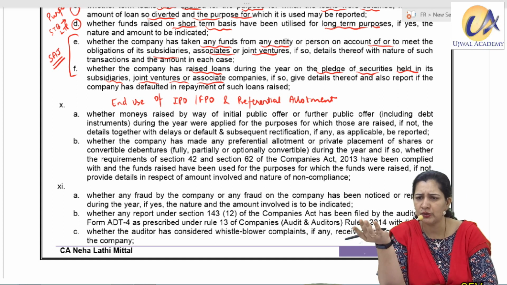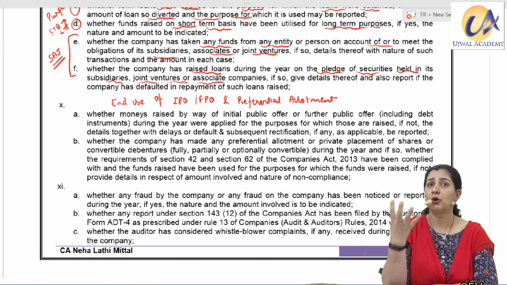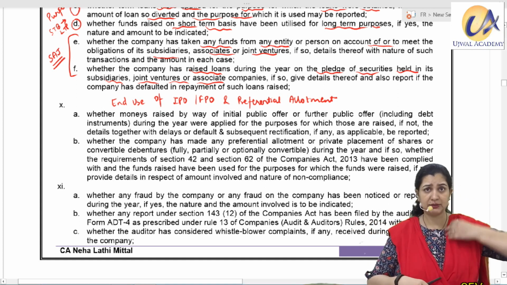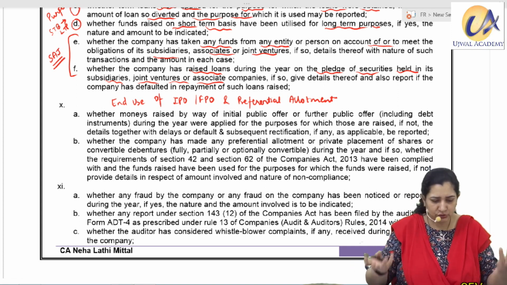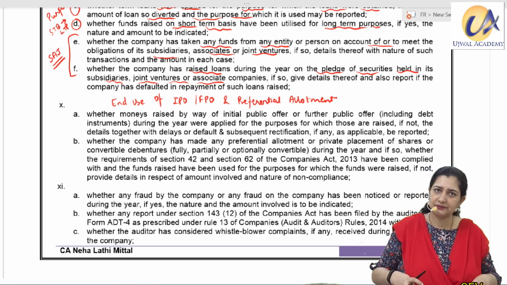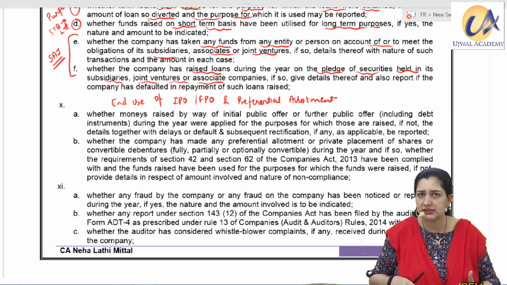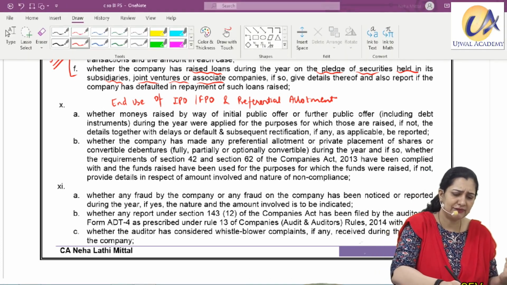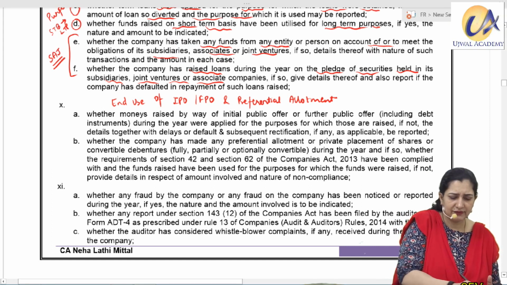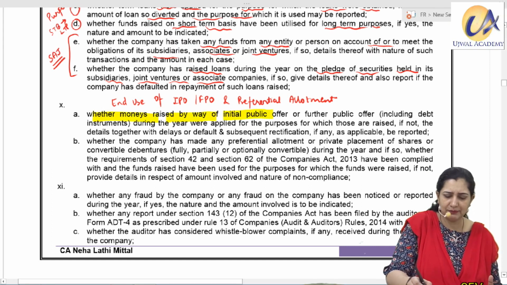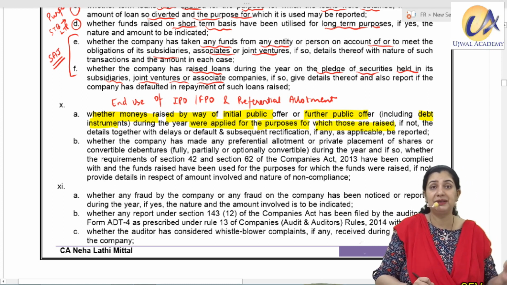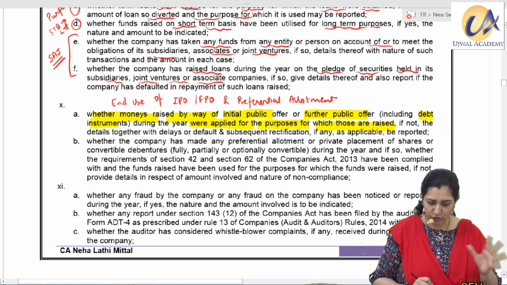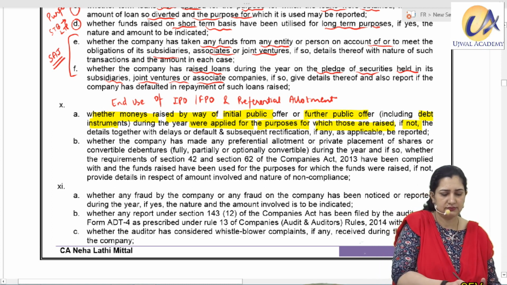Like in the earlier point, we saw end use of borrowings. Borrowings you have taken, have you used them for the purpose for which you have taken them? Like that only, you have raised a public issue. Then have you used it for the purpose for which you had raised it? If not, give the details. So it's again a self-explanatory, easy point. Whether money raised by way of IPO or FPO, including debt instruments, has been used for the purpose for which it was raised. If not, give the details.